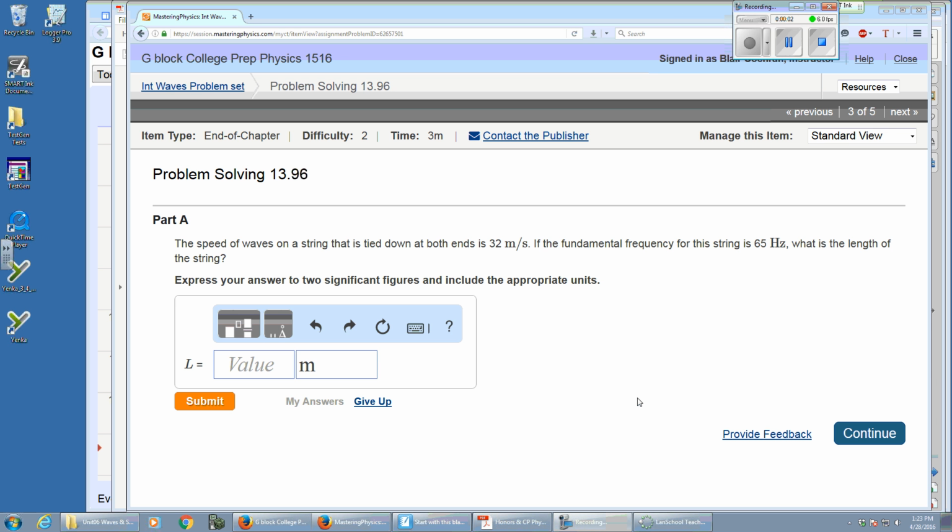All right. So 13.96. The speed of a wave on a string that's tied down at both ends is this. If the fundamental frequency of the string is this, what is the length of the string? I think everyone has the same numbers on this, right? Okay, so I will not be doing a lot of math so that you have to actually do some of it yourself. All right? But let's talk through it.